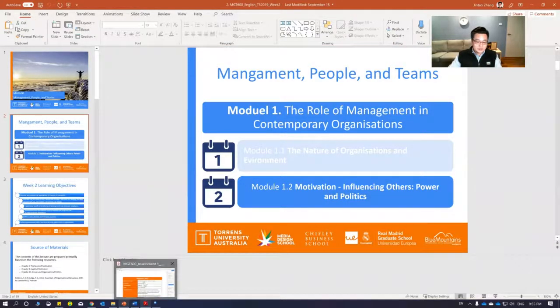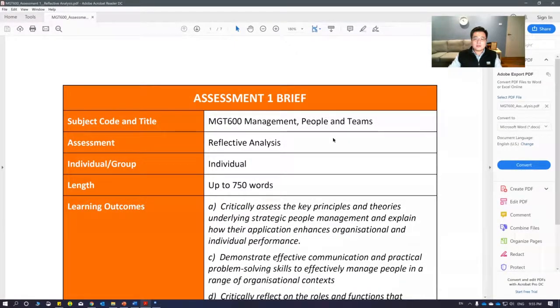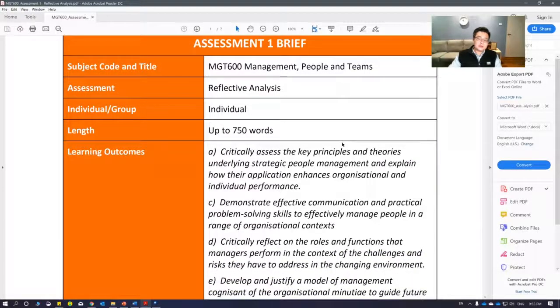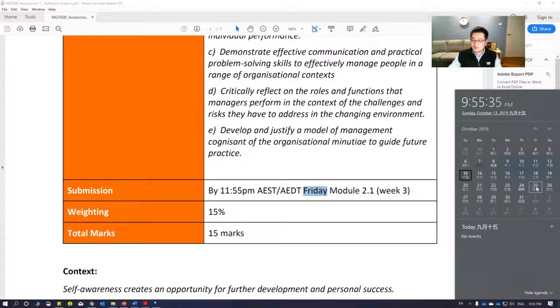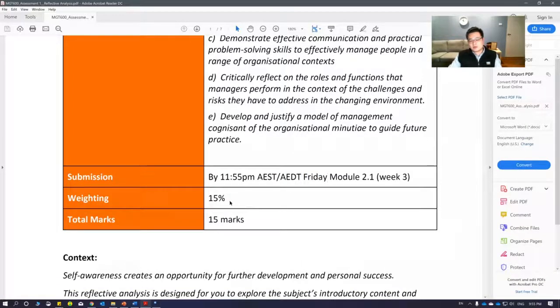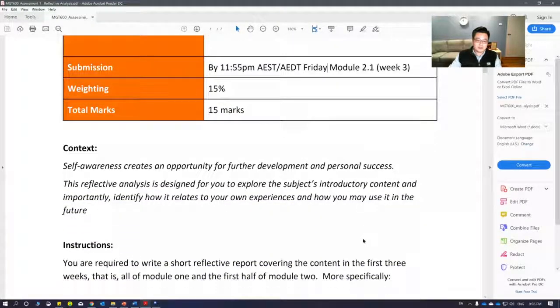Let me just share this screen with you guys. Assessment 1. According to our requirement, students need to submit a 350-word individual self-reflective summary by 11:55 p.m. Friday, the 25th of October. I might extend the submission date to the 27th, the Sunday night, but make sure that this is the last day you have to submit your assignment to Blackboard. That will carry 15 marks, a total weight of 15% of your hundred.